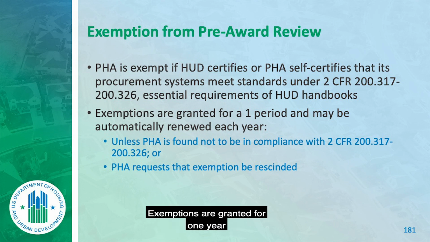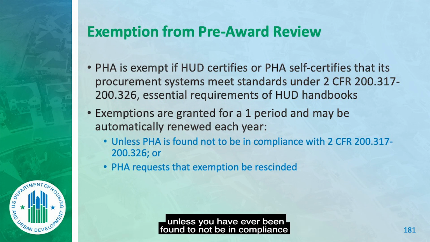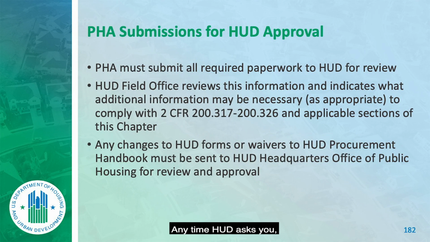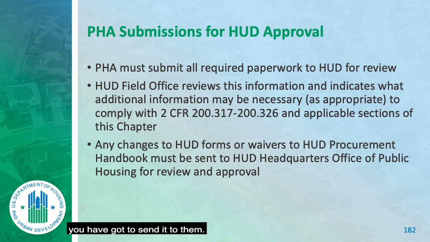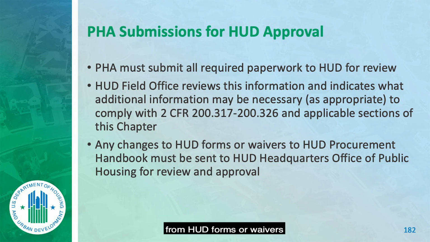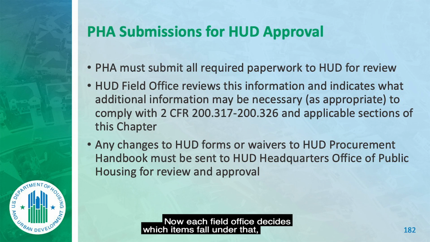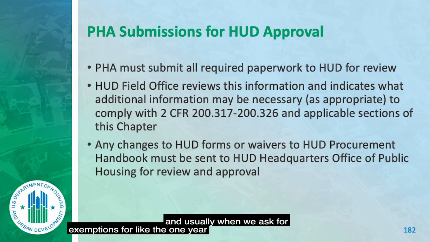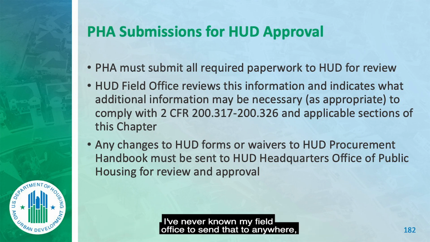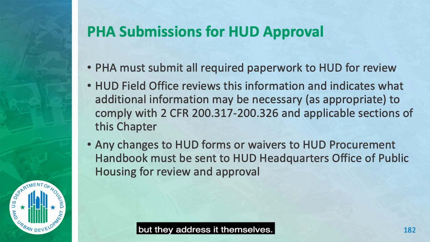Exemptions are granted for 1 year and may be automatically renewed each year unless you have ever been found to not be in compliance or you request the exception be rescinded. Anytime you've said something to HUD and they ask you for documentation, you have got to send it to them. HUD will review that documentation and decide whether or not it's appropriate to exempt you. Requests for exemptions from HUD forms or waivers will be sent to HUD headquarters for review. Now, each field office decides which items fall under that, and usually when we ask for exemptions for like the 1 year grace period rule for employees and such, I've never known my field office to send that anywhere, but they address it themselves.